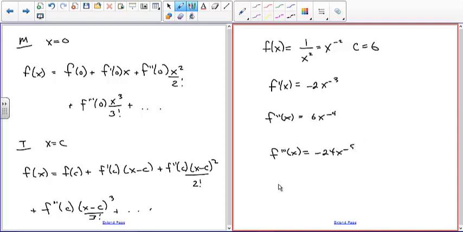And the fourth derivative is going to be positive 120, negative 5 times negative 4, x to the minus 6 power. That's right, this is negative 2 over x cubed. This is 6 over x to the 4th. This is equal to negative 24 over x to the 5th. This is 120 over x to the 6th.